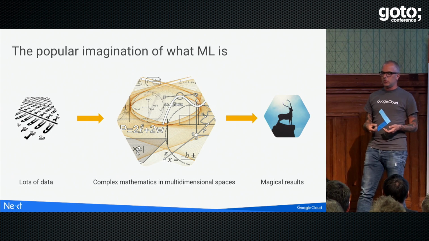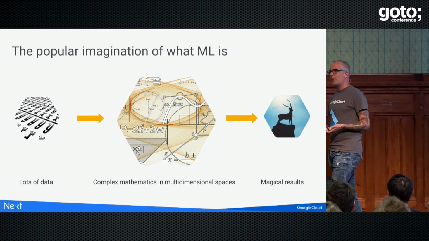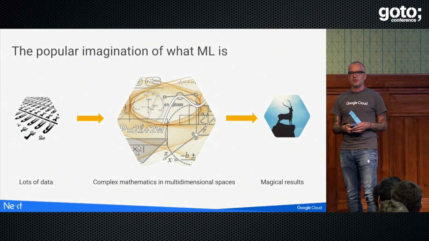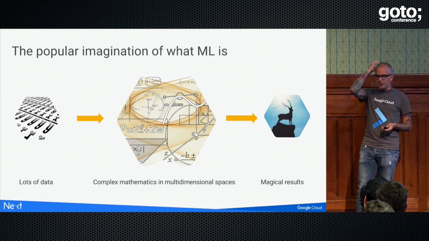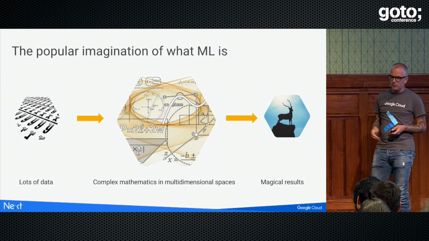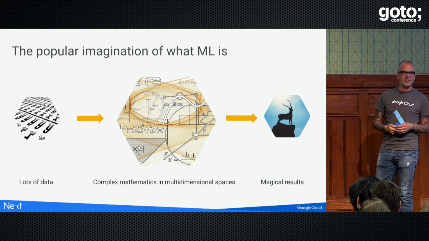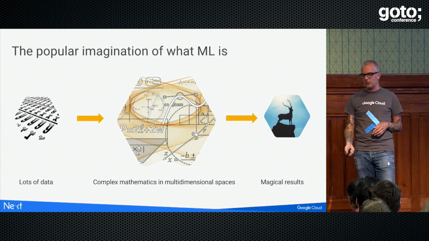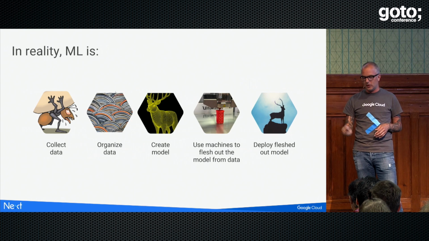So this is our interpretation of what the popular imagination of machine learning is. Lots of data, difficult maths, and magical results. And it's quite a bad interpretation of what happens with machine learning. It doesn't do justice to all the hard work that goes into it.